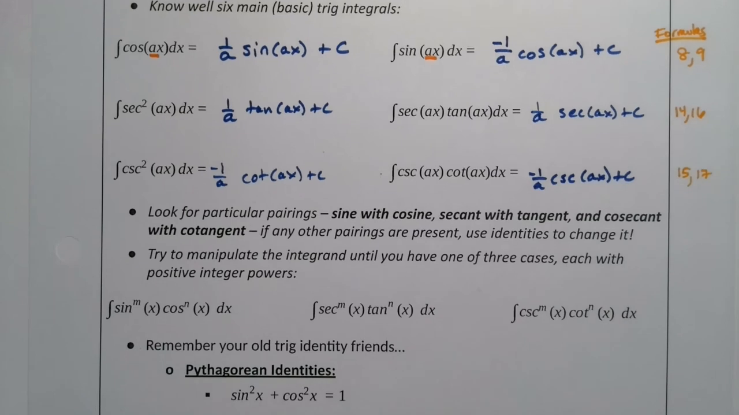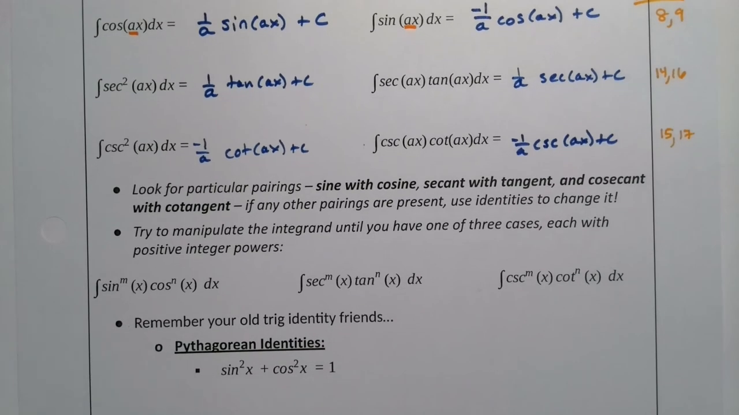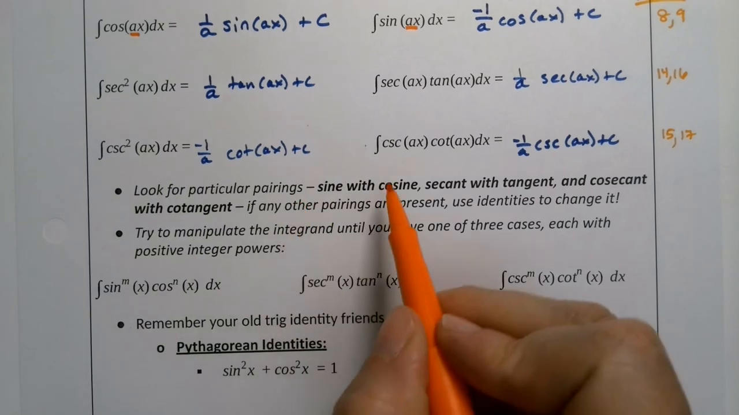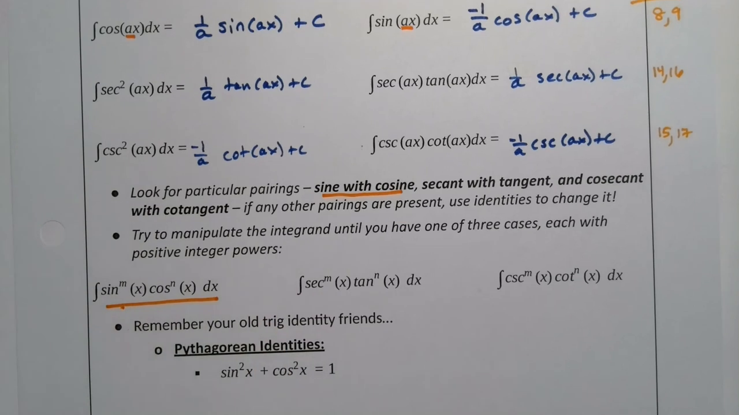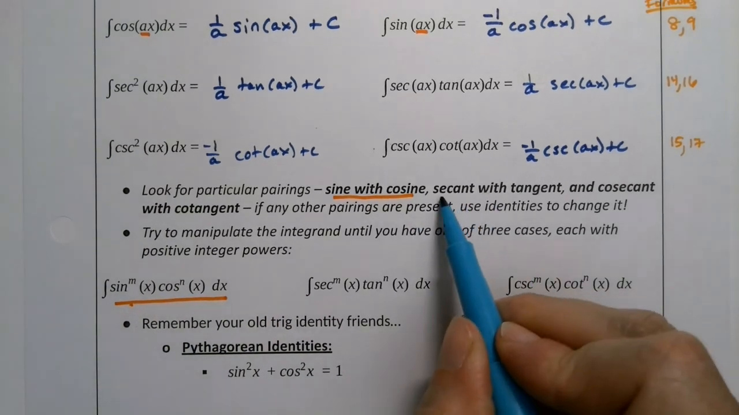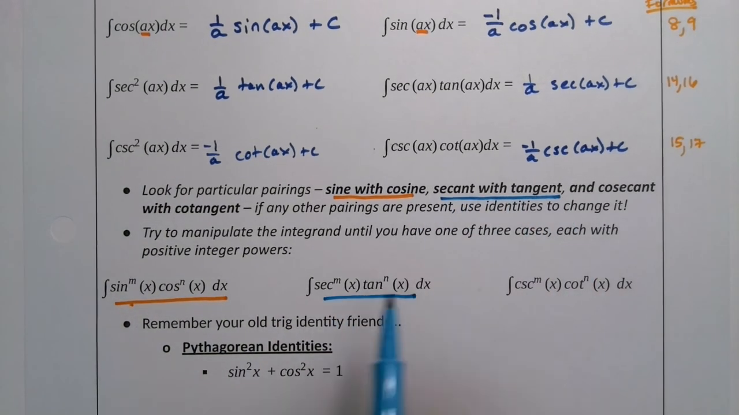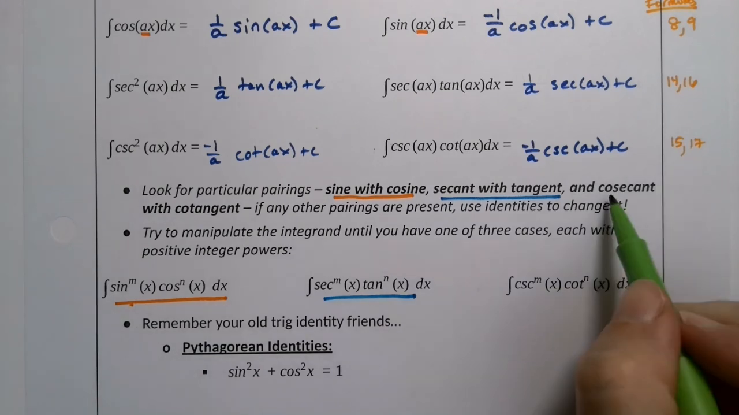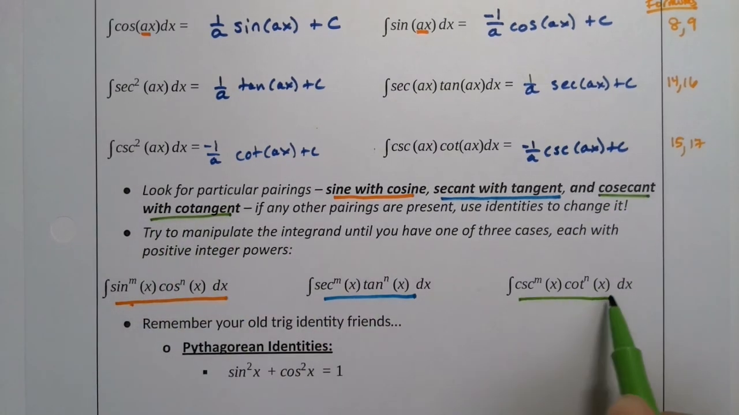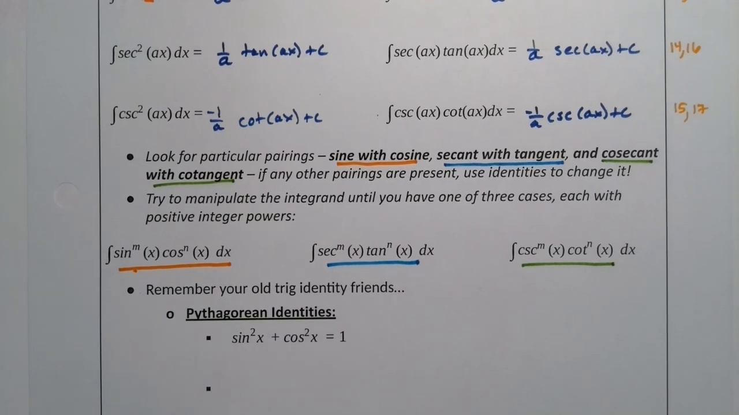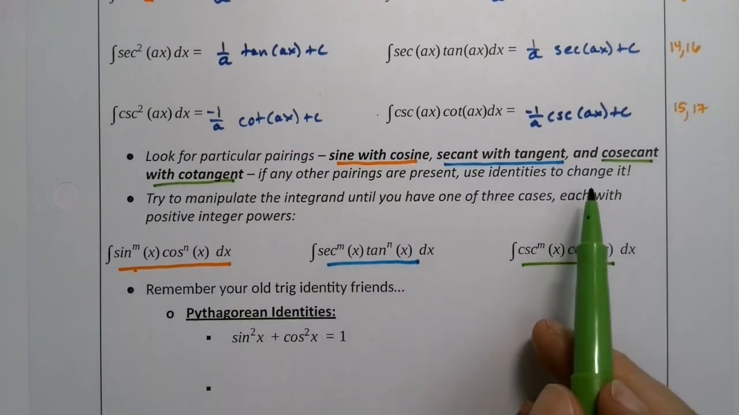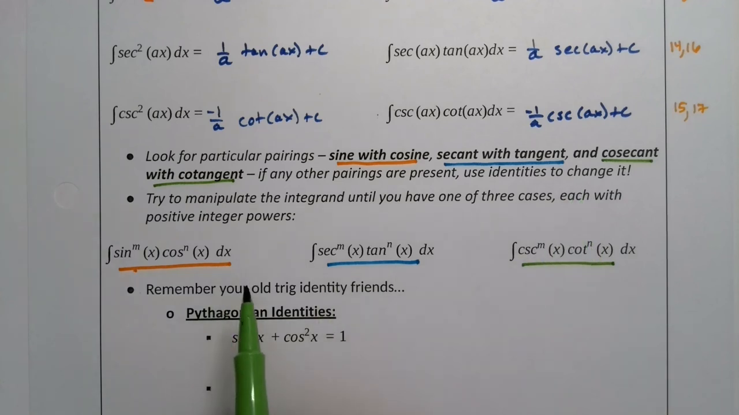Okay, so one of the things we can do is we can look for pairings. So we like to pair sine with cosine. That's a nice pairing. Sine with cosine happens a lot, so like this. Then we can do secant and tangent. That happens a lot. And then cosecant and cotangent. So those tend to be the pairings that we want and we will find, right? If any other pairings are present, you basically use identities to turn them into these 3 pairings, because those are the 3 pairings we like if we can make it happen.